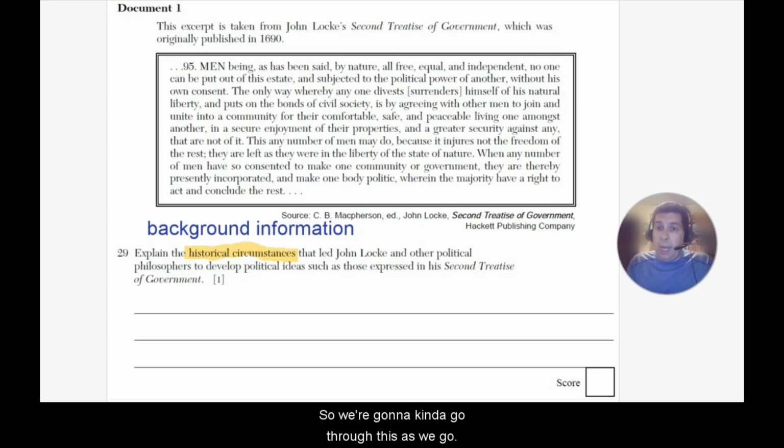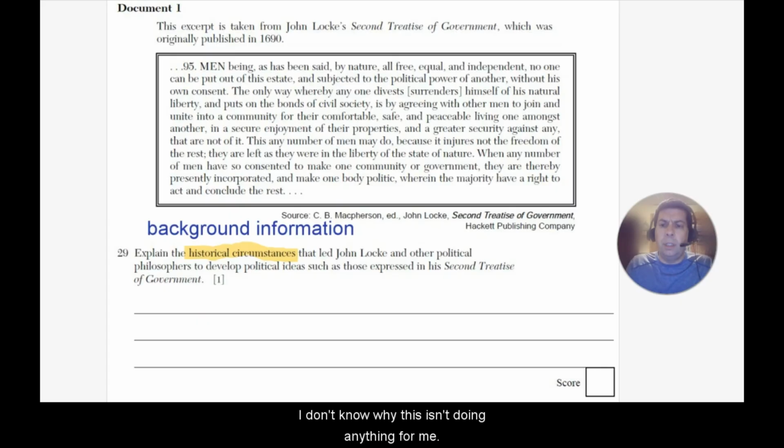So we're going to go through this as we go. First thing, when we approach a document, look at the sourcing information. This is John Locke, and it says the Second Treatise of Government. So we have Locke and his Second Treatise of Government.